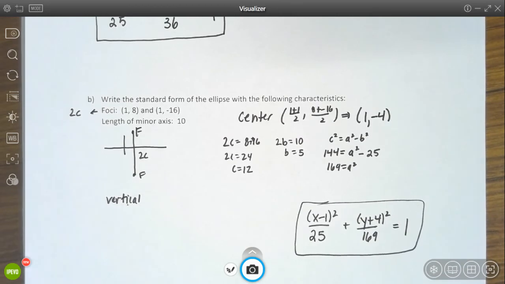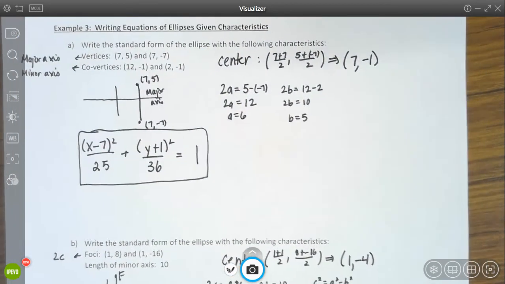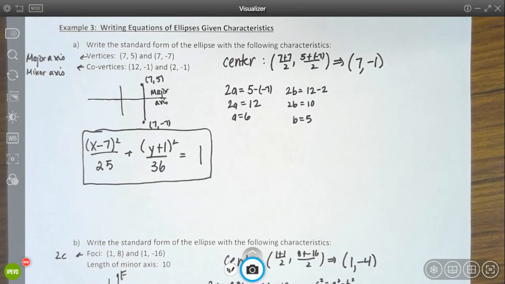All right, so it's always important to find your values for a and b when we're looking at that. And again, the distance from one focus point to the other is 2c, and it lies on my major axis, so it's going to follow the same pattern as my major axis. And if I have the two vertices, I'm going to be able to use them to find my major axis, which is my value for 2a. And if I have my covertices, I'm going to be able to find my value for 2b.